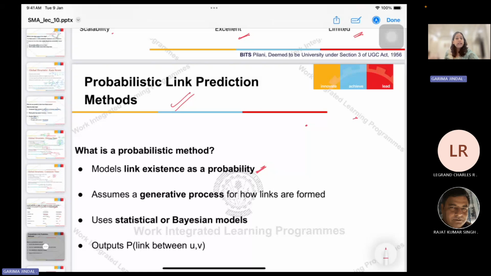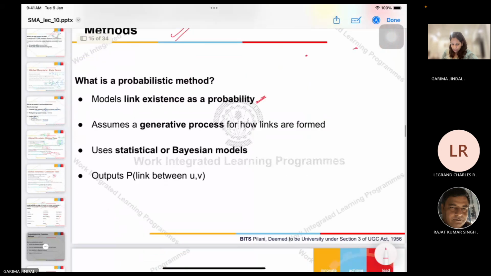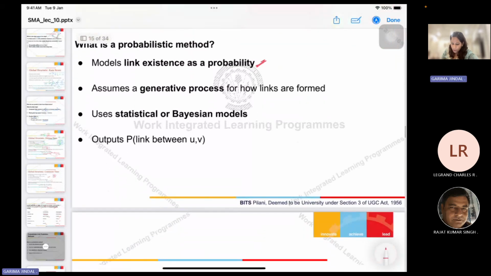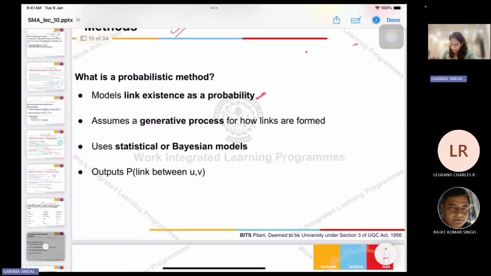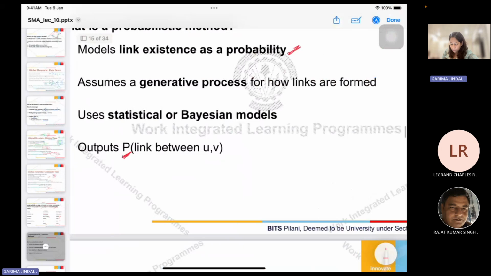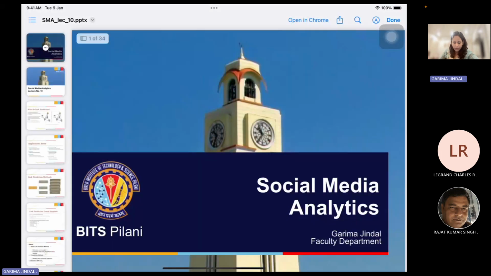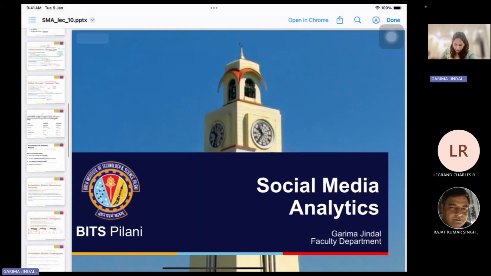Okay, so similarly in this case you are going to calculate the probabilities, then you can sort the probabilities from higher to lower values, and then maybe you can take the top k pairs of nodes as the predicted edges. Okay, so the output of this algorithm is the probability that there will be a link between the two nodes.